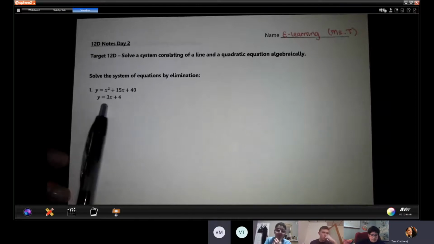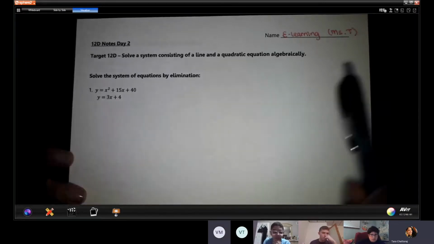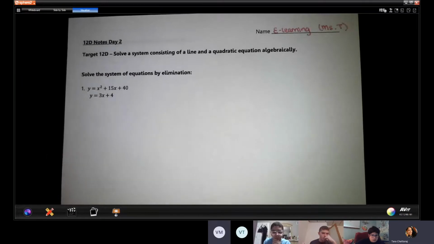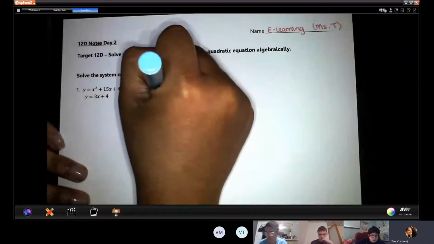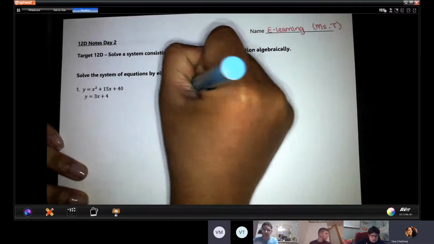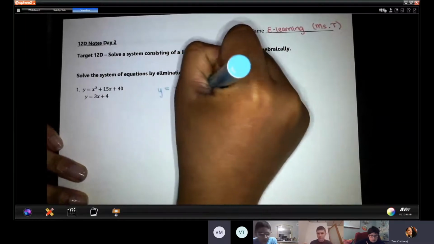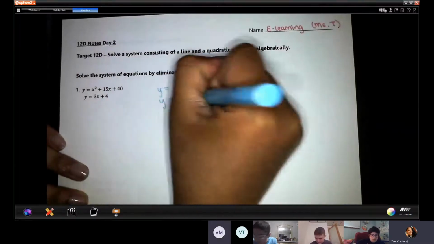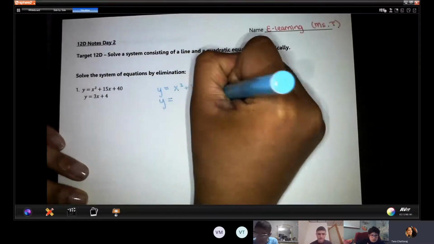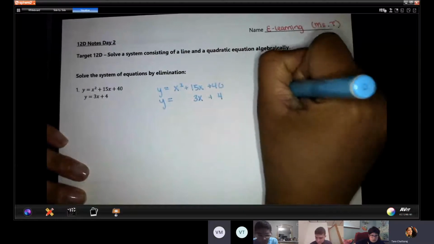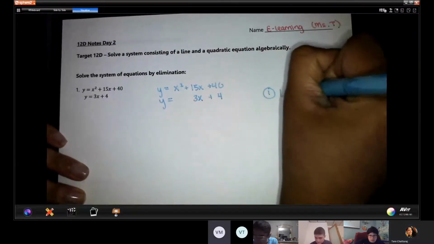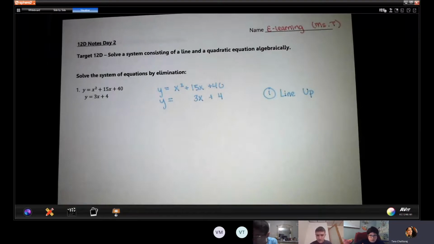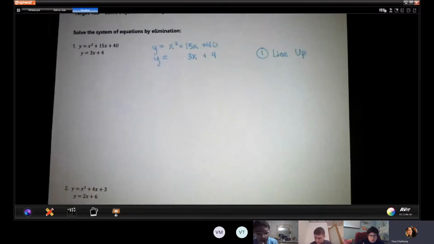And so what we're going to do here is we're just going to line things up. So our first job is to line things up, okay? So when we line things up, I'm just going to rewrite it. And then I'm going to take the second one and rewrite it like this, all right? Okay, so our first step is to line everything up, all right? And then our next step is to eliminate things, right?